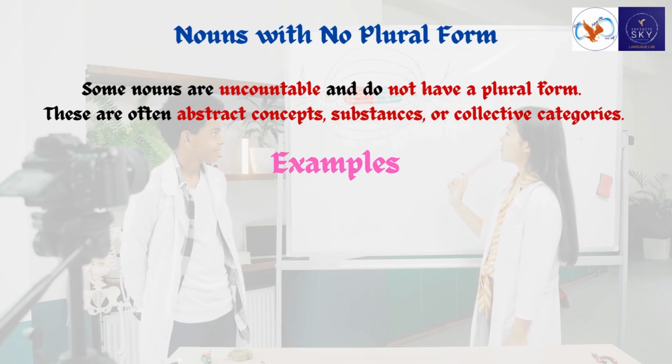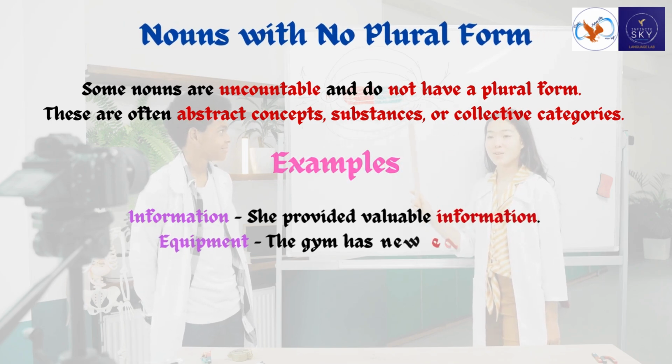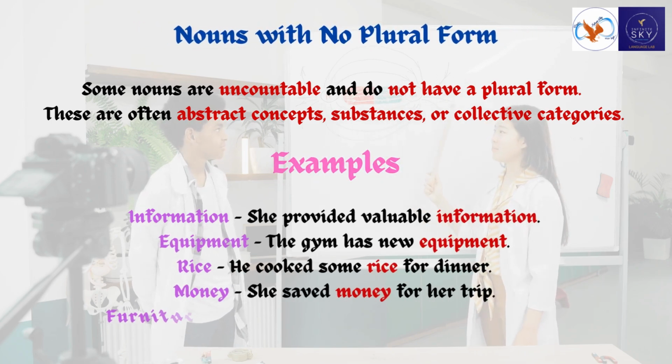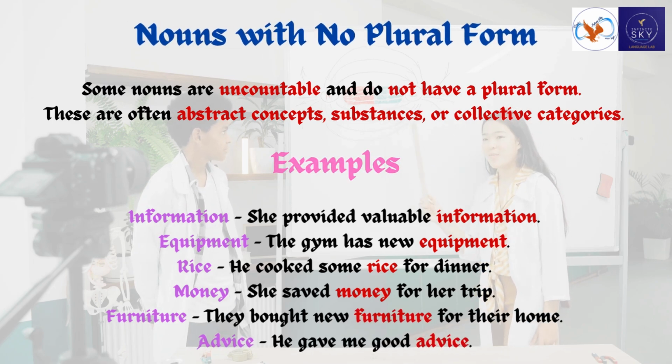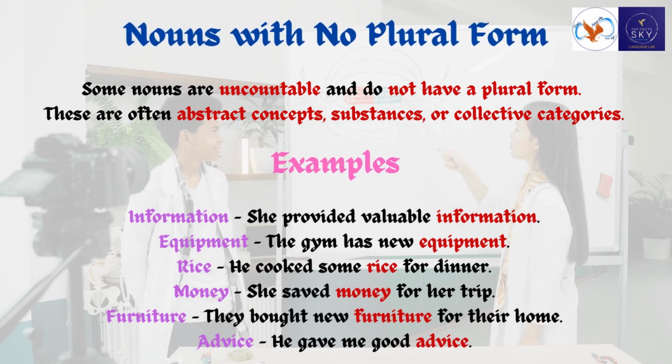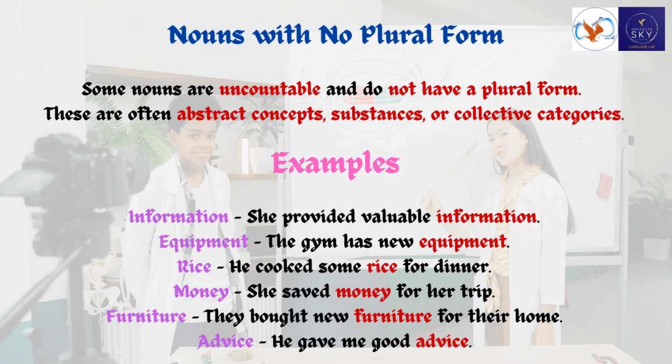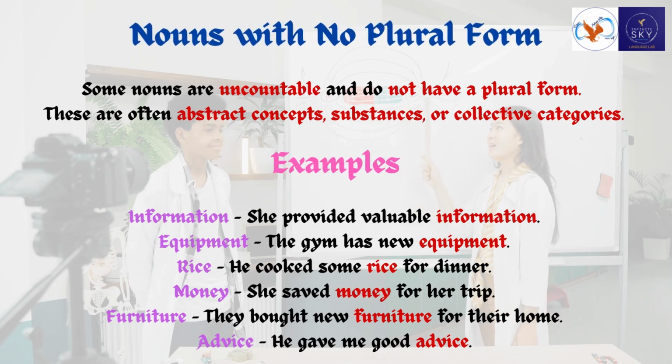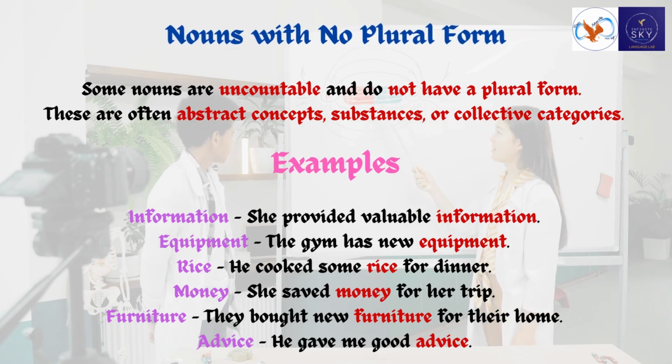Here are some examples. She provided valuable information. The gym has new equipment. He cooked some rice for dinner. She saved money for her trip. They bought new furniture for their home. He gave me good advice.